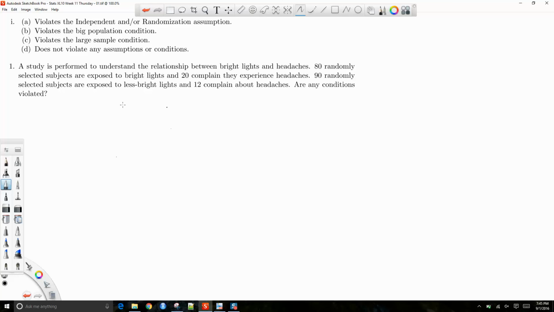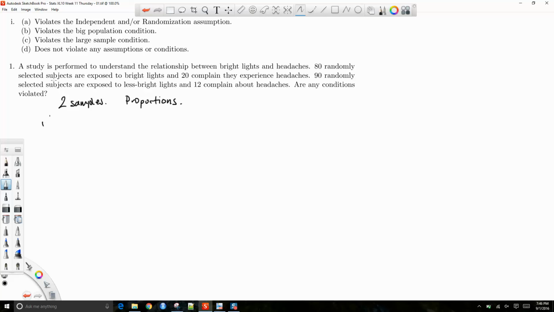It says we've got 80 randomly selected subjects, expose them to bright lights, 20 of them complain about headaches, 90 are exposed to less bright lights, and 12 complain about headaches. Are any conditions violated here? So here we've got two samples, and we're dealing with proportions. Okay, proportions because this is a categorical variable. We're looking at how many people experienced headaches or how many did not. Okay, or the percentage that did.